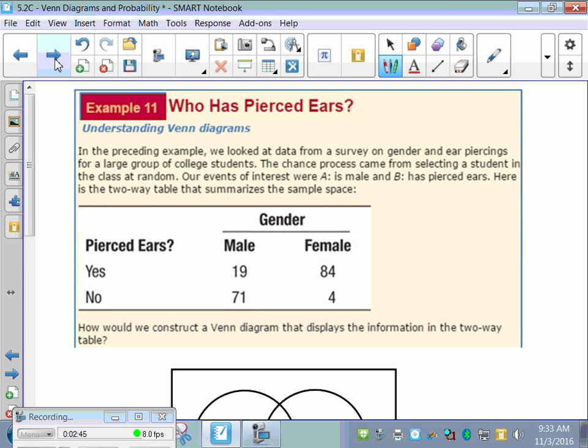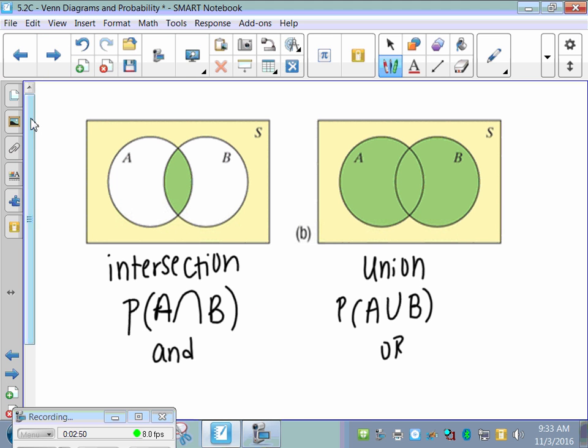So let's look at an example. Did you guys all get that written down? Give me a go back. Doing good.